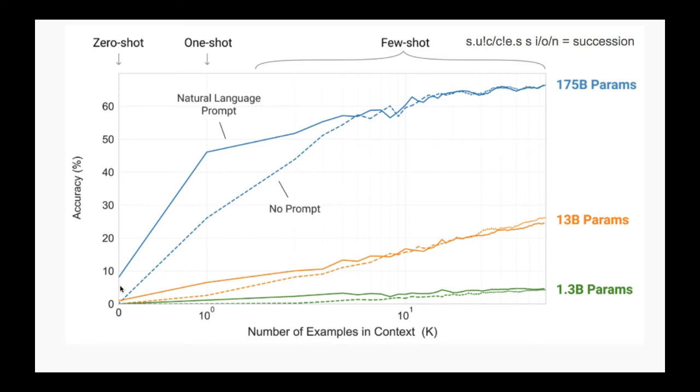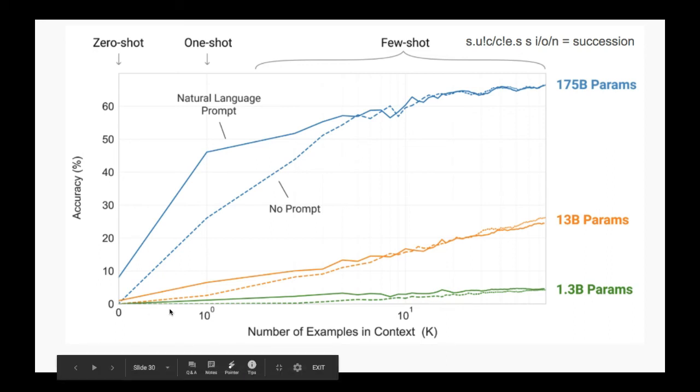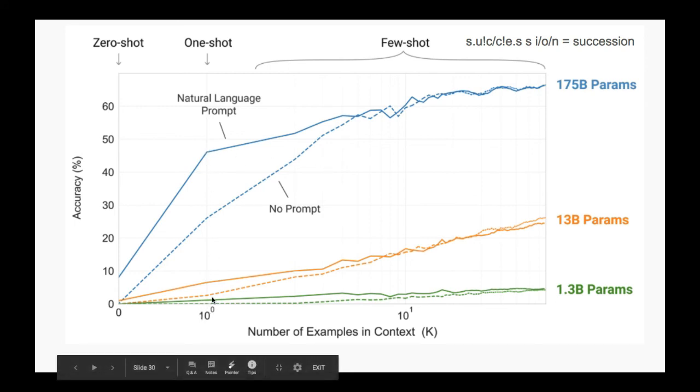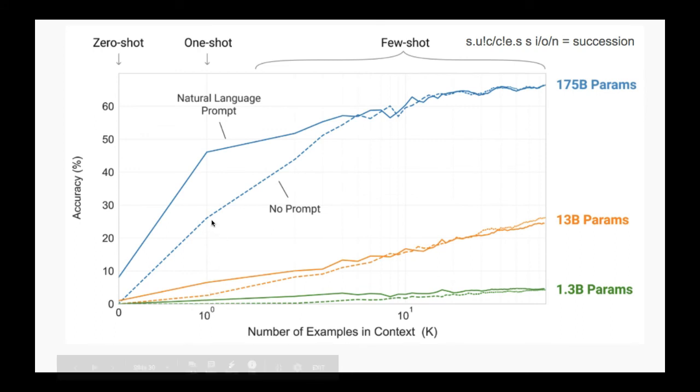And then you can see that when you increase the number of examples, the model's performance increases very quickly. For example, if you give one example, that is one-shot learning. For the largest GPT-3, one-shot learning can already achieve quite high accuracy, and especially when you give it a prompt, its accuracy is already close to 50%.